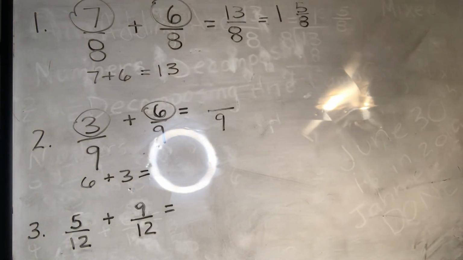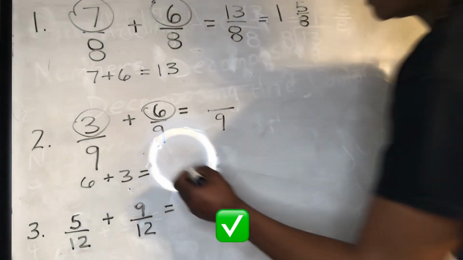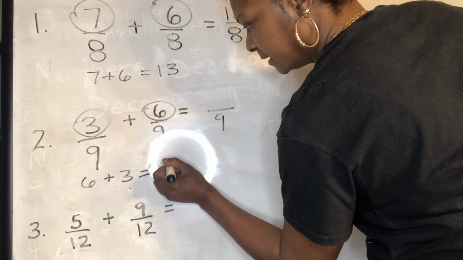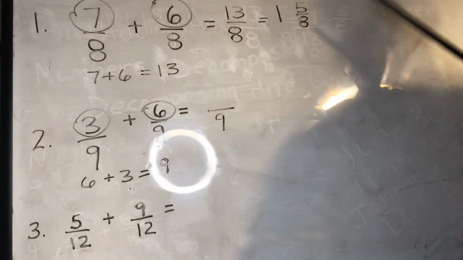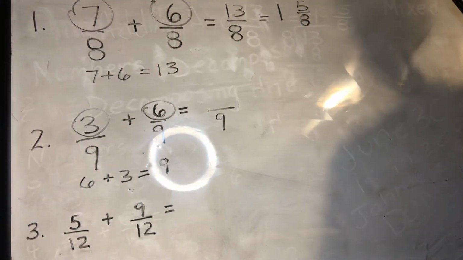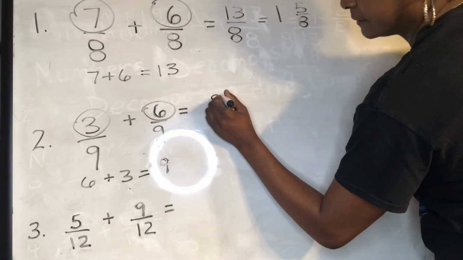I'm at 6. I'm going to count up 3 times, Jamir. 7, 8, 9. And I'm going to get 9. Alright, so what do we do with this 9? Give me a second, my marker's trying to go down, guys. So now we have a 9. We're going to put that 9 over top our denominator, which is a 9.